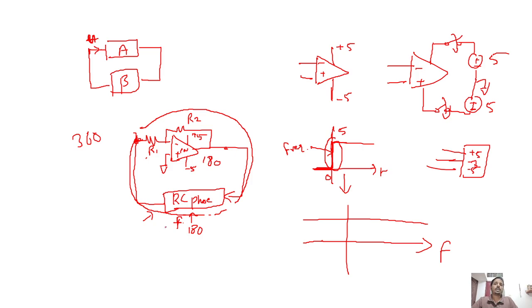This RC phase shift feedback has resistance and capacitor, so it is totally frequency dependent. Only at one particular frequency will the phase shift of this RC network be 180. There will be many components, but only this component will be fed back here. This will be multiplied by the gain and fed back again, and I will continuously get a signal like this. The rest will all be attenuated.